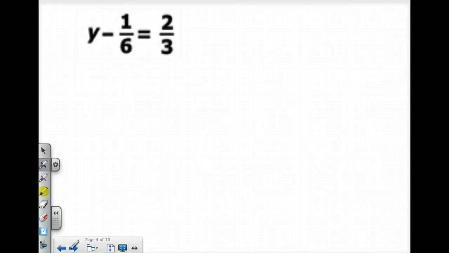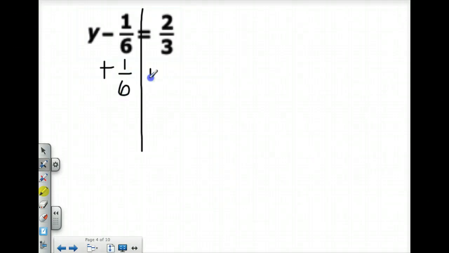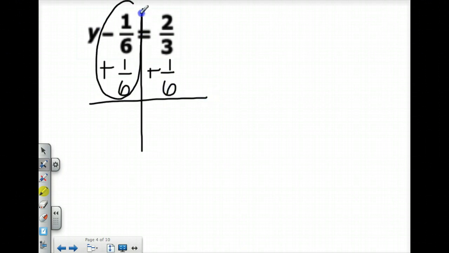This time I have y minus 1/6 is equal to 2/3. Again, your line through your equal sign. As you can see, we are subtracting 1/6 from both sides. The inverse of subtracting 1/6 is to add 1/6 to both sides. Remember, the reason why we are adding 1/6 is so that we can make a zero pair, so the variable can be isolated.